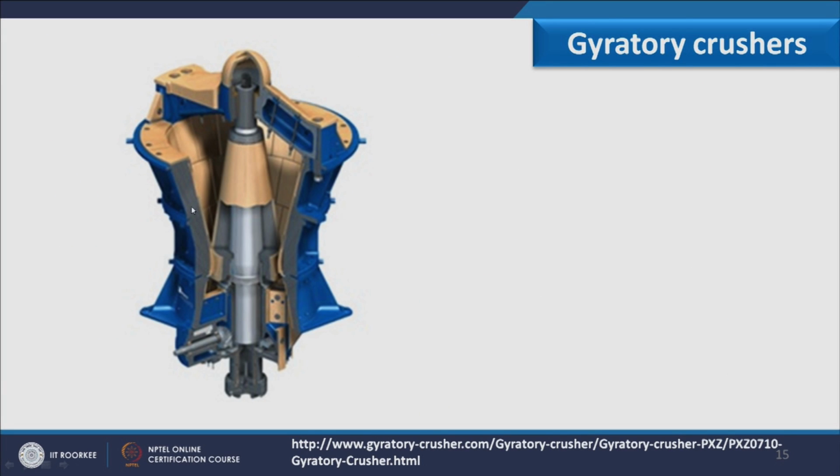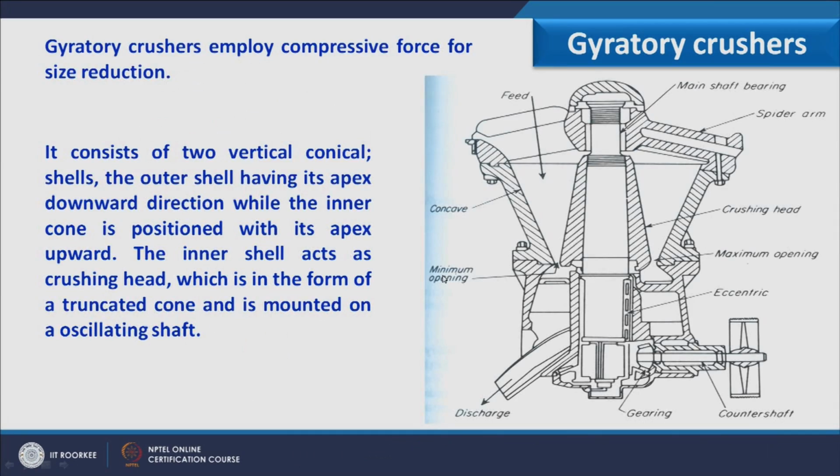Here you can see the photographic view of this. Here we have the outer cone, this is the inner cone, and this is the oscillating shaft in which this cone is fixed. So, if you see this schematic again, due to this oscillation, at some point here we have minimum discharge and here we have the maximum discharge. So, instead of getting a uniform size, we have a size distribution when we do the screen analysis of the product, because here we have maximum opening as well as minimum opening.